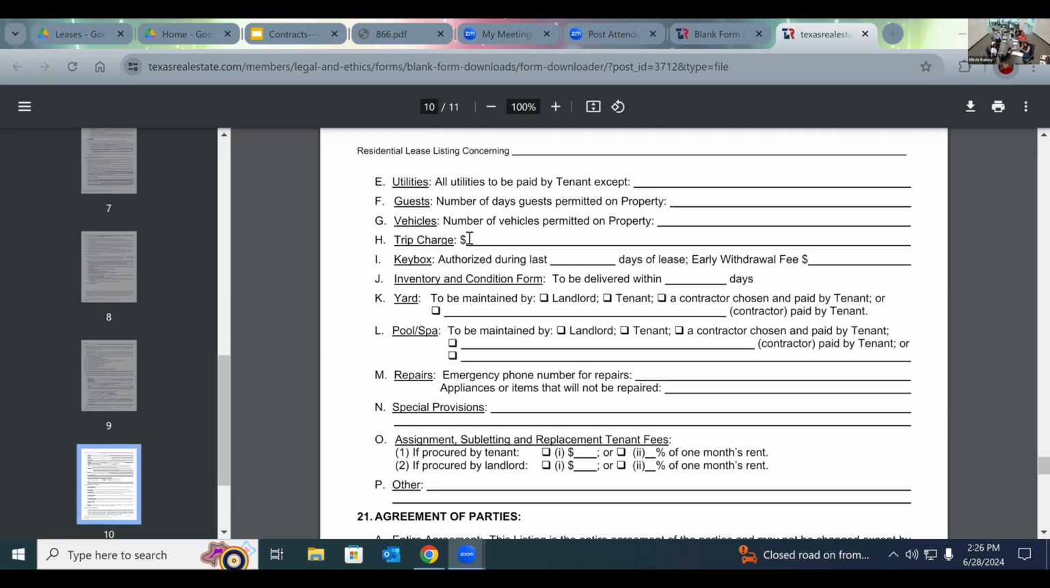Trip charge. How much is the landlord going to charge if I call in for repairs, and the repair guy shows up and they can't get into the property? Key box authorization, authorized during the last blank days of the lease.